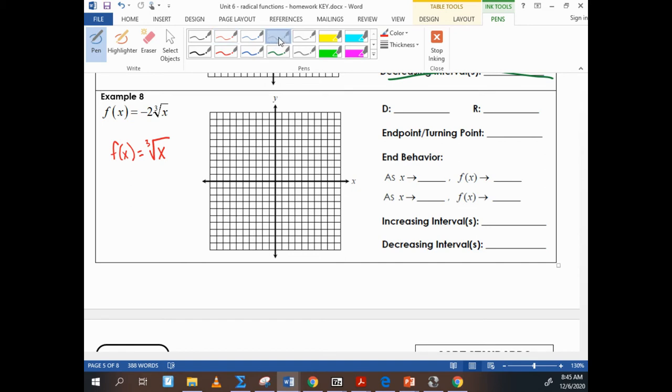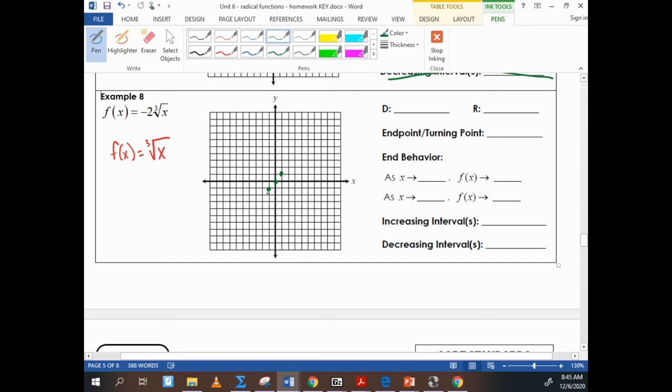Okay, so again, I'm just going to remember what we know from the parent function, that when I plug in 0, the third root of 0 is 0. That just means 0 times 0 times 0 gives me that 0. Okay, same thing with the 1. The cube root of 1 is 1. And -1, the cube root of -1 is -1.